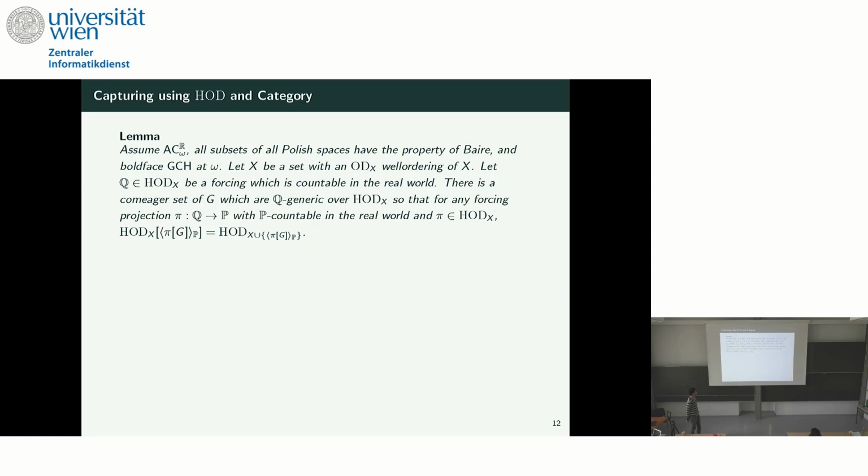So again, same setting as before, let Q be a forcing in HOD_X, which is countable in the real world. You can even find a co-meager set of generic G so that it has the property that for any forcing projection of Q onto P, where the projection actually belongs to HOD_X, the upward closure of the image of G in P is HOD_X-generic. Because it's a forcing projection, that thing actually is a P-generic.